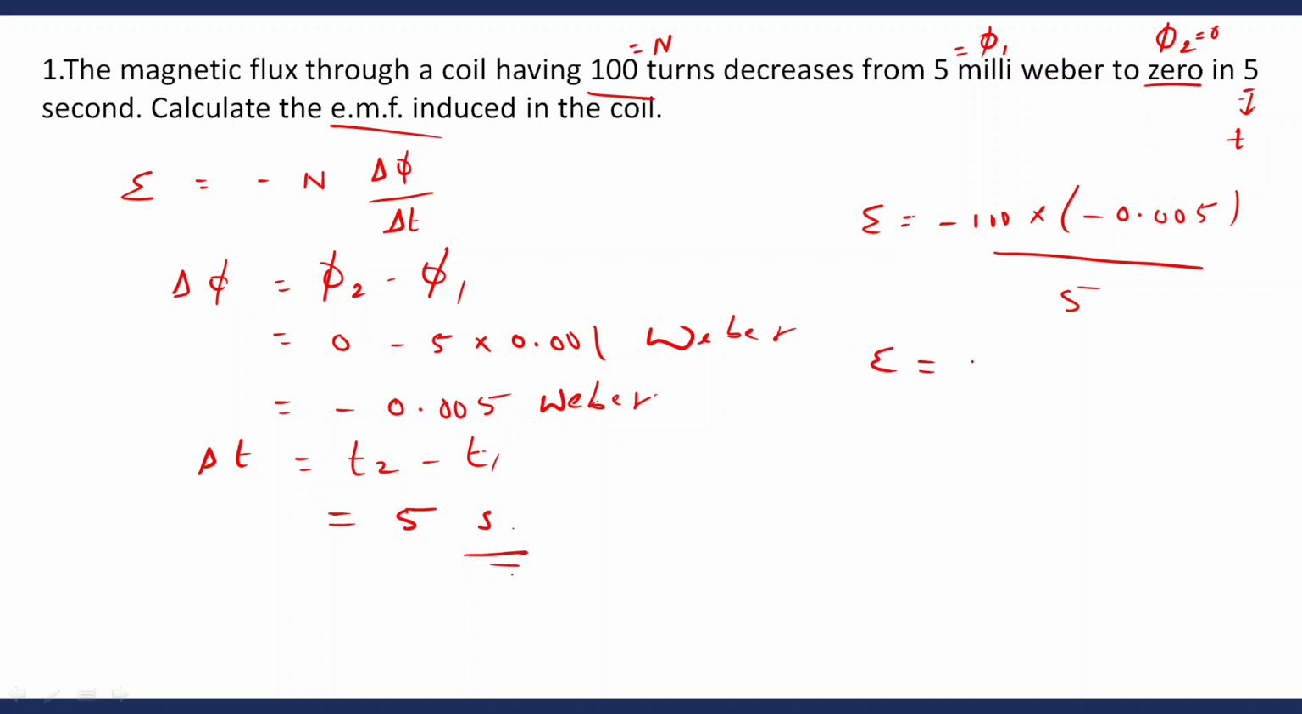Epsilon equal to minus into minus, plus 0.5 by 5. So 0.1 volt you will get. We will write there is one more form here like epsilon equal, right? Both are correct. No issue.